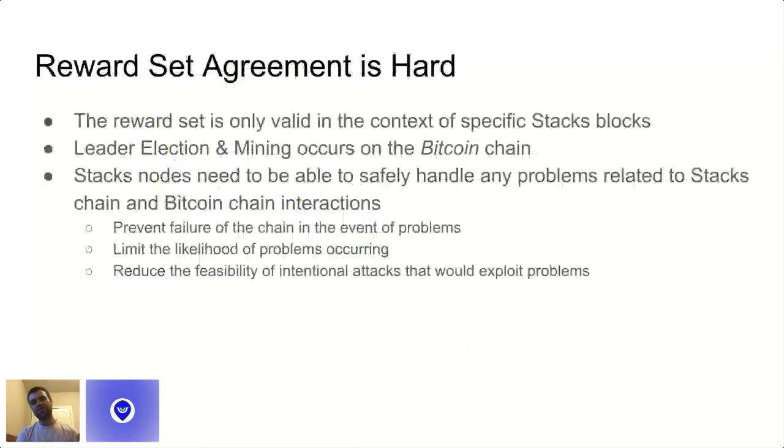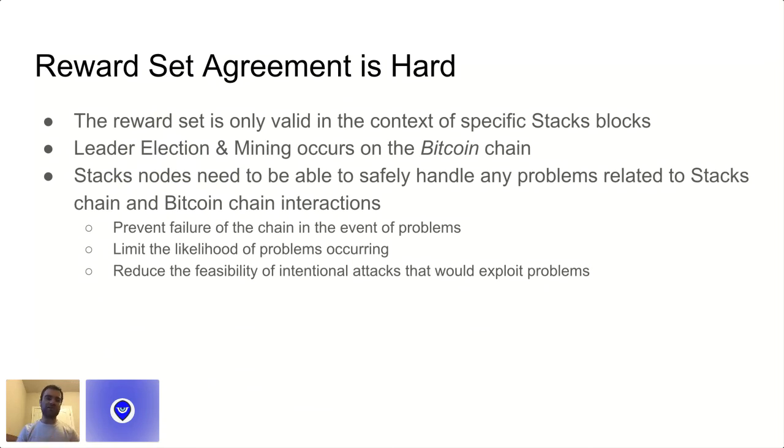So reward set agreement is hard. Why is it hard? It's hard because the reward set is really only valid in the context of specific Stacks blocks. Now remember, this reward set is composed of people who have participated as stackers. People who have participated as stackers are people that hold Stacks and have met some set of requirements, and all of these requirements are validated on the Stacks blockchain.